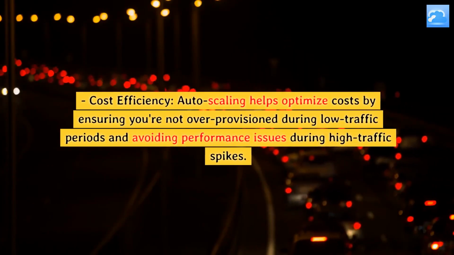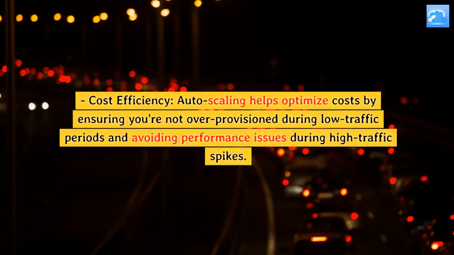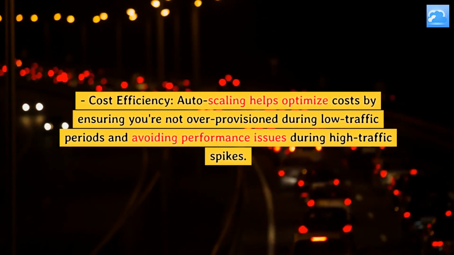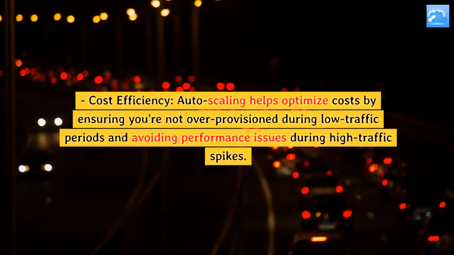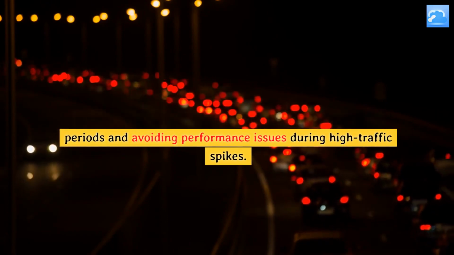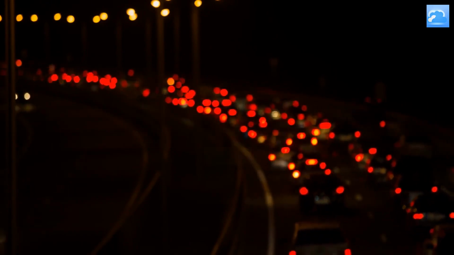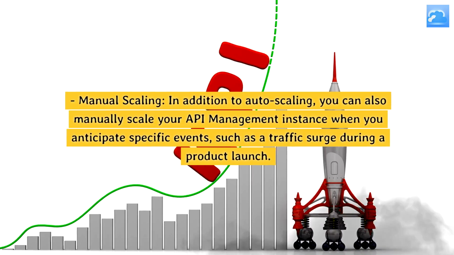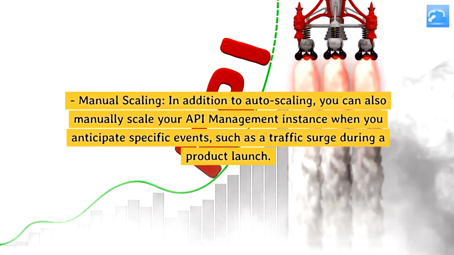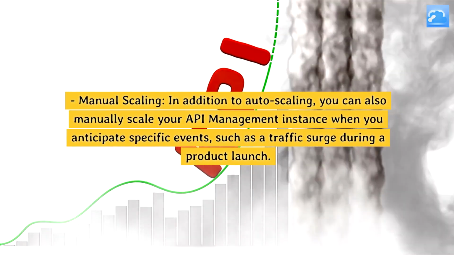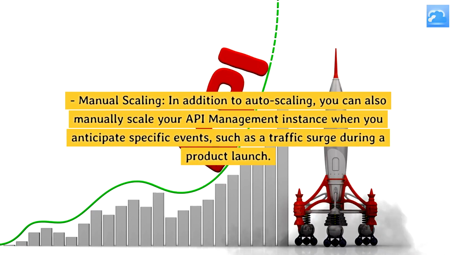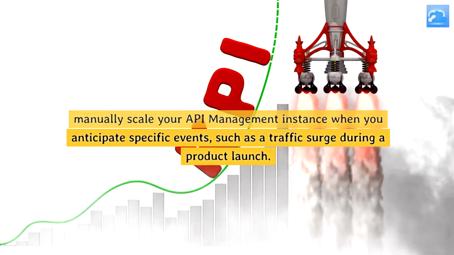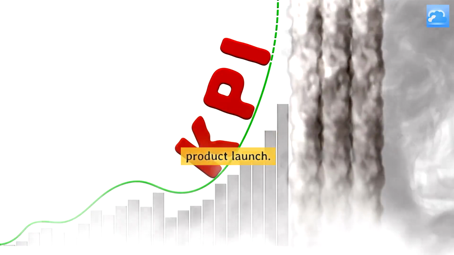Cost efficiency. Auto-scaling helps optimize costs by ensuring you're not over-provisioned during low traffic periods and avoiding performance issues during high traffic spikes. Manual scaling. In addition to auto-scaling, you can also manually scale your API management instance when you anticipate specific events, such as a traffic surge during a product launch.